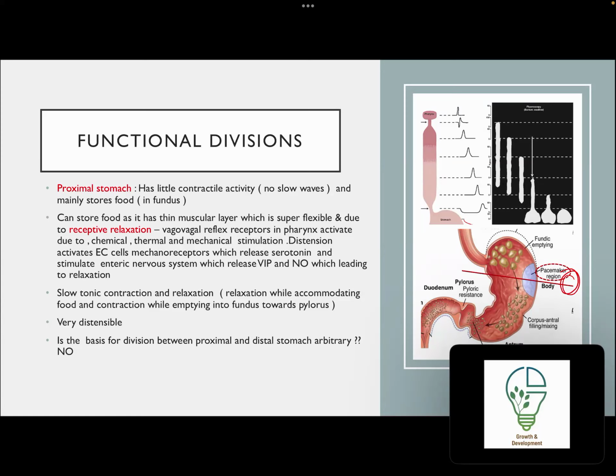And how can it store this food? The first thing, as we said earlier, is that the proximal gastric tone decreases. Second, the muscular layer in the proximal stomach is super thin, which allows it to be flexible, and hence it can expand to store food. And the third thing, and the most important pathway, is receptive relaxation. Let me write it down. Receptive relaxation. So what is receptive relaxation?